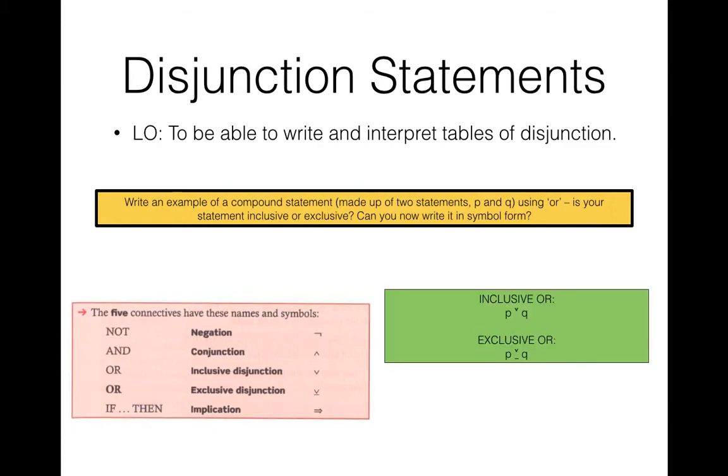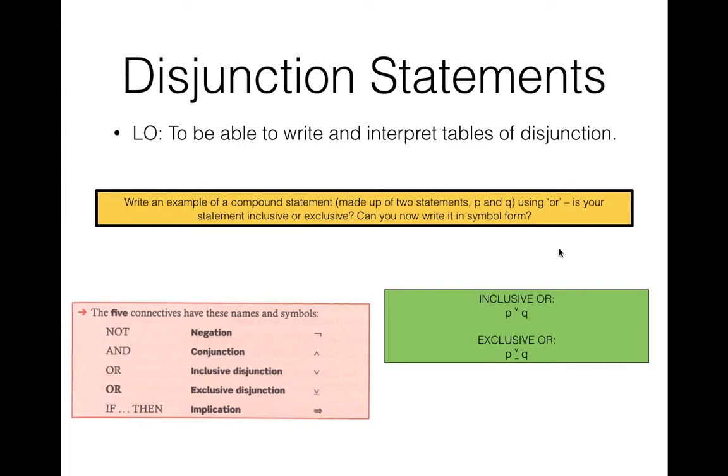Okay, so you should have made up your compound statement, and if you wanted it to be exclusive, there's very few occasions when statements are inherently exclusive. A lot of the time you can have both things happen. So if you wanted your statement to be exclusive, the best thing to do is write but not both at the end of your sentence. So for example, you can have tea or coffee but not both.